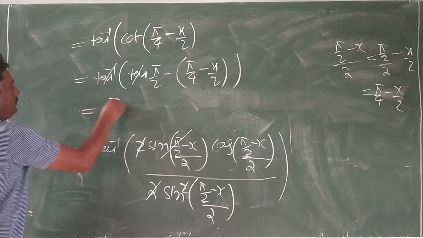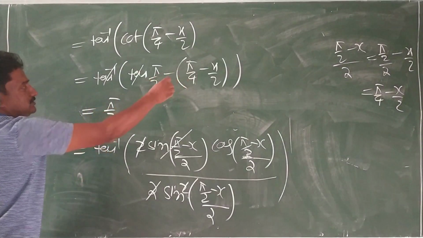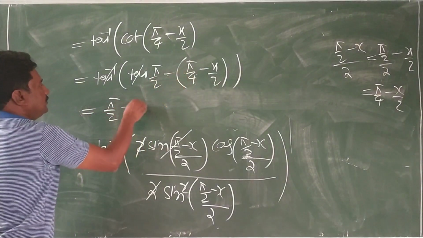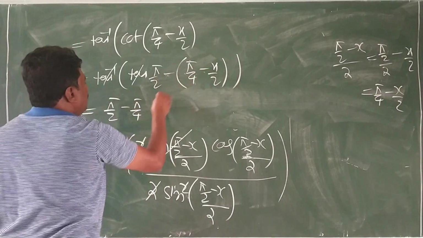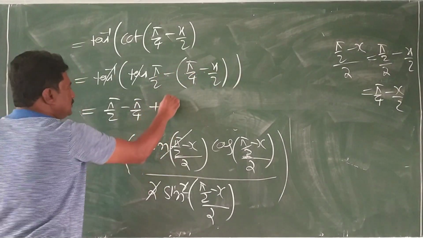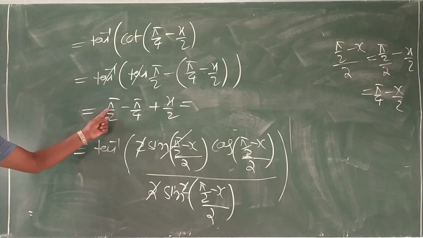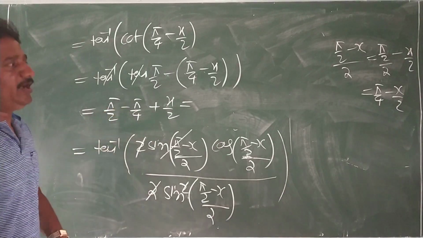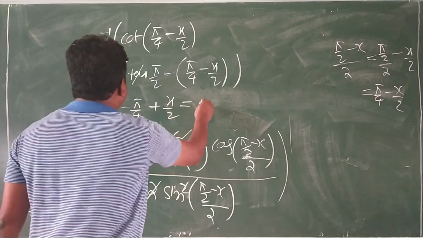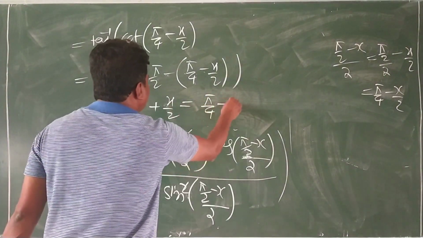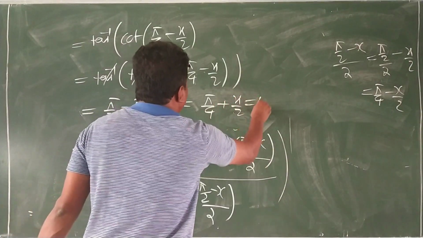Next, pi by 2 multiplied by minus into plus, minus pi by 4, minus into minus plus x by 2. The final answer is, tell me students, 90 minus 45. How much is 90 minus 45? 45. So 90 minus 45 is 45. Pi by 4 plus x by 2. So RHS.